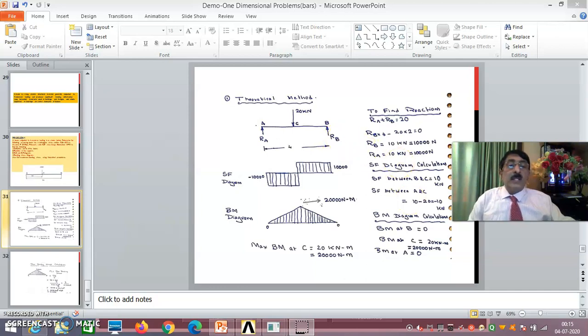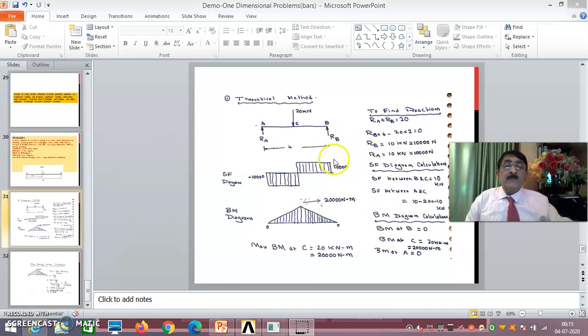Now you see here, shear force diagram calculations. When you take any section here, if there is any force up, we'll take it as positive. That means if you take any section here, to the right of it is RB, that is 10,000 newtons.